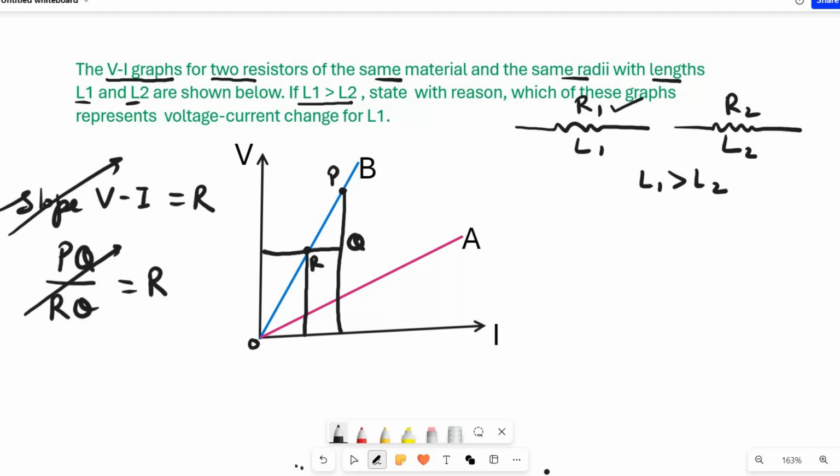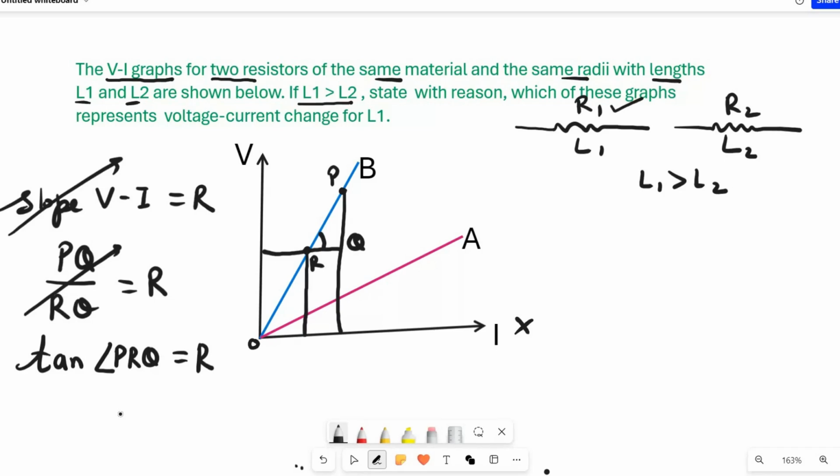PQ by RQ is in a way tan of theta, where theta is the angle PRQ. So tan of the angle that the graph makes with the x-axis, that is angle PRQ, is the resistance. That means whichever graph has more angle, that is more inclined, making more angle with the x-axis, that graph has more resistance. That means whichever conductor that graph belongs to, that conductor has more resistance.